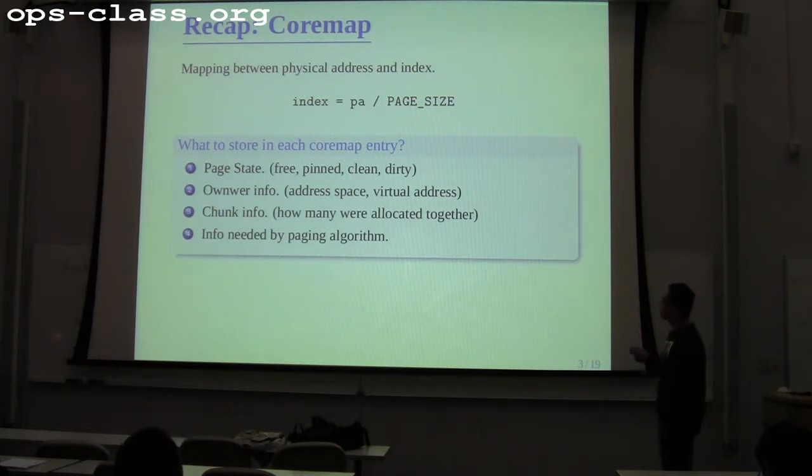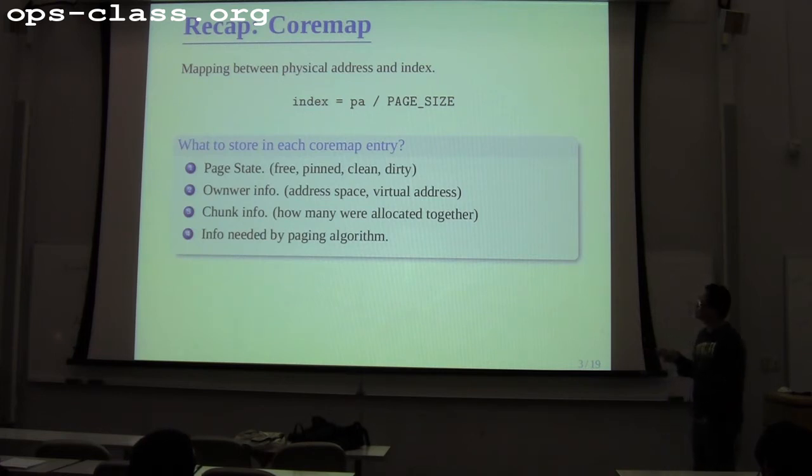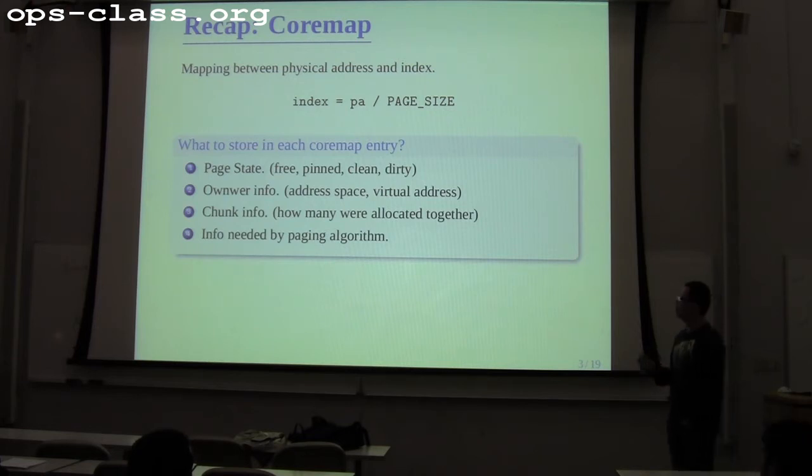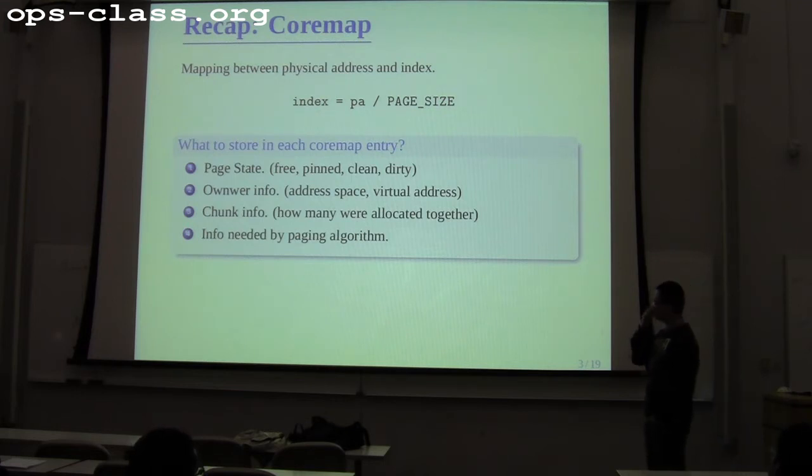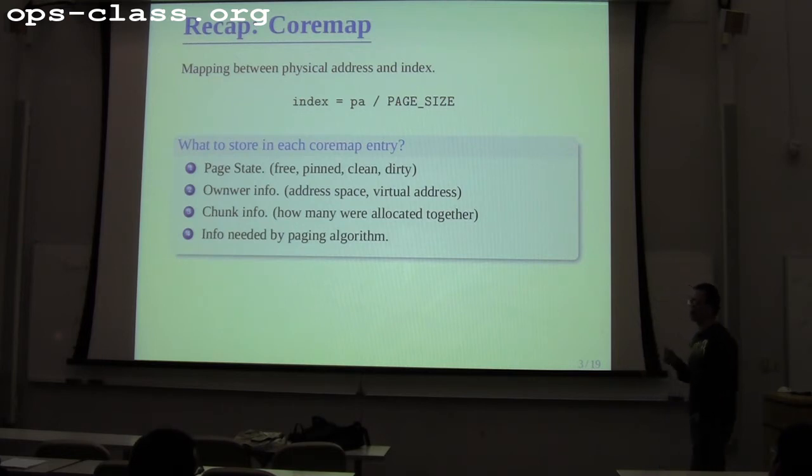And also how many pages were allocated together. This is mainly for alloc_kpages, because it's possible that alloc_kpages allocates multiple contiguous pages. So you need to know the chunk of those multiple pages, so when you later free them, you can free them all instead of freeing just one, right? And also other information needed by the paging algorithm, like the timestamp for first in, first out, or the access count, or the least recently used. So all kinds of information you can store in the coremap entry.